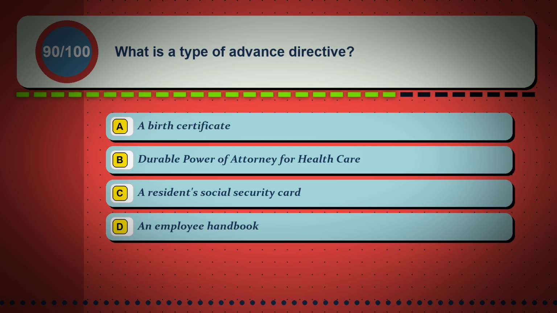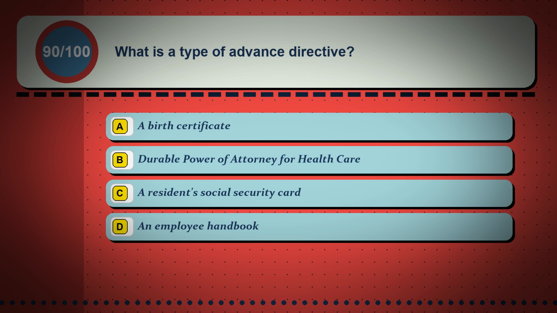Question 90. What is a type of advance directive? Option A. A birth certificate. Option B. Durable power of attorney for healthcare. Option C. A resident's social security card. Option D. An employee handbook.